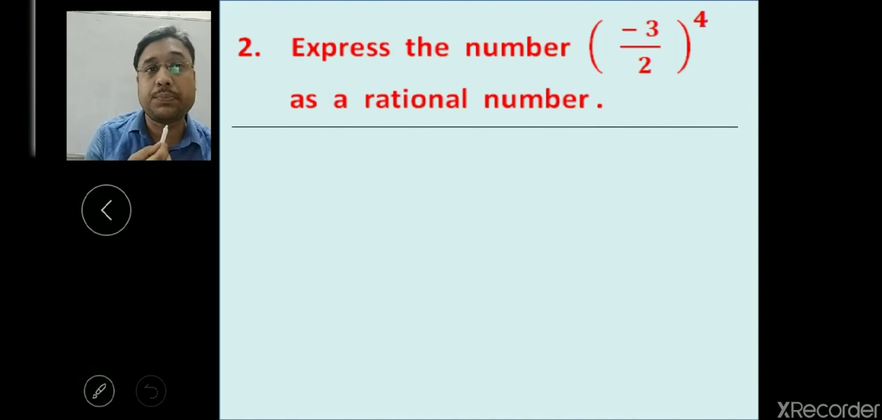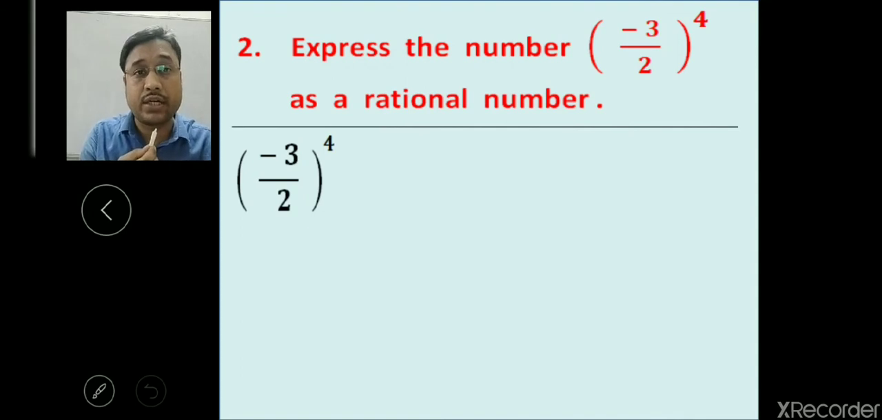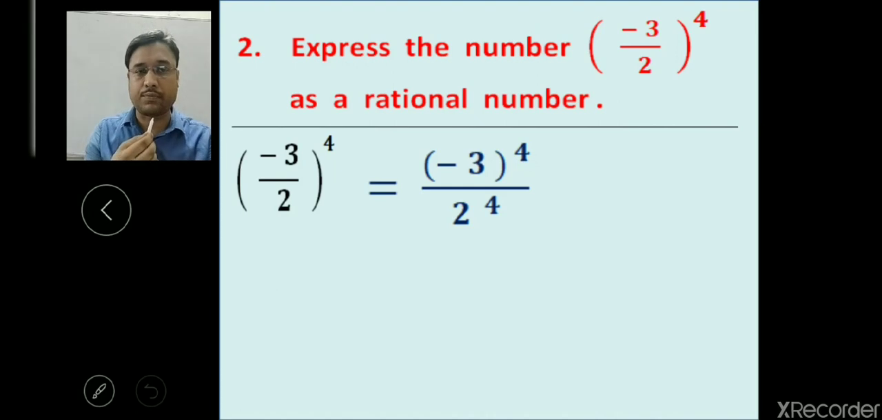Now the next question: express the given number as a rational number. It is the opposite question only. Here the number is given in exponential form, and we convert it to a rational number. Now we can do here minus 3 by 2 to the power 4. Again using that formula, this 4 is the common power, so you take 4 on numerator and denominator both. So it will come as minus 3 to the power 4 by 2 to the power 4.